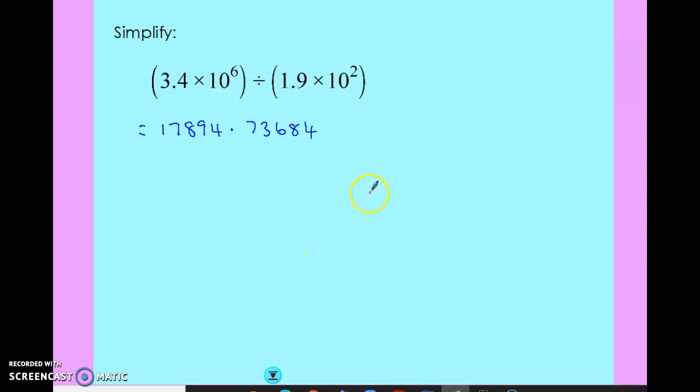So at this time I'm going to ask for an answer to 2 decimal places. So 2 decimal places, I'm looking for my third number after the point, which is a 6. That 6 is going to round that 3 up to a 4. That's to 2 decimal places.